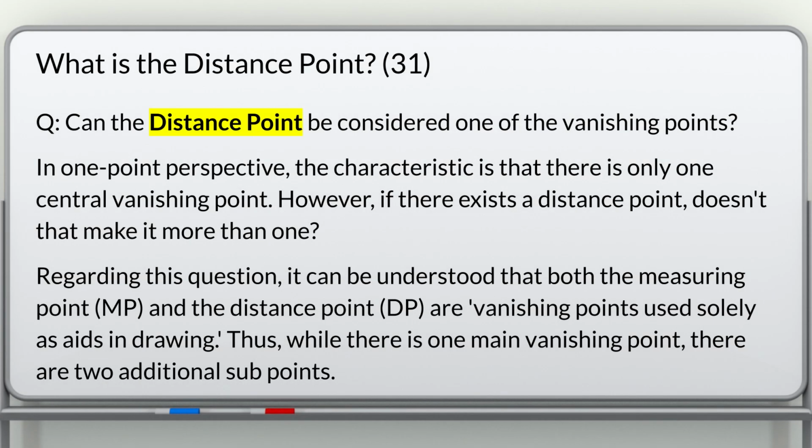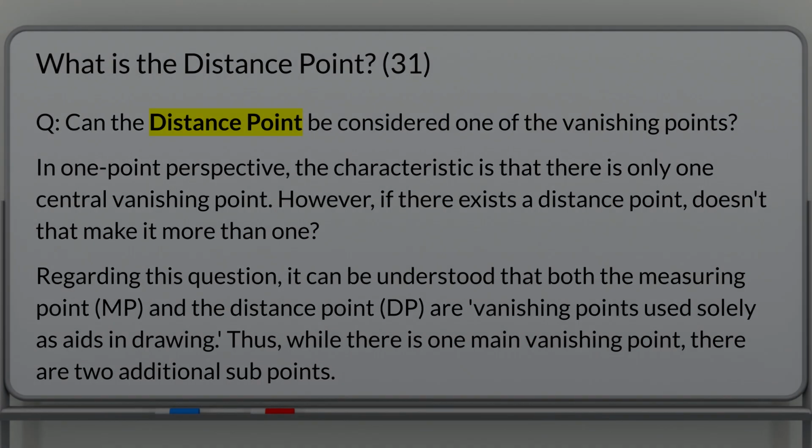Can the distance point be considered one of the vanishing points? In one-point perspective, the characteristic is that there is only one central vanishing point. However, if there exists a distance point, doesn't that make it more than one? Regarding this question, it can be understood that both the measuring point and the distance point are vanishing points used solely as aids in drawing. Thus, while there is one main vanishing point, there are two additional sub-points.